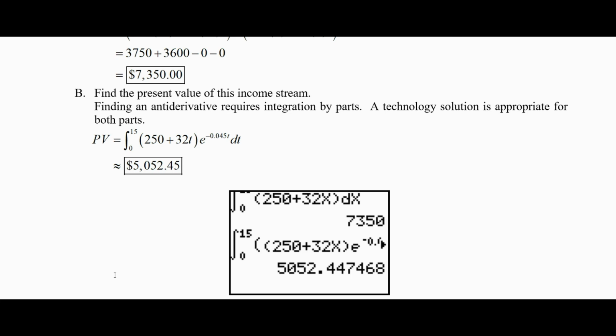So it's actually going to pay $7,350 out gradually over time, a little bit less at first, a little bit more later on. But if you were to take $5,052.45 today and invest it and cash it in at the end of 15 years, that would be the same thing as taking the money as it comes in and investing it and then cashing it in after 15 years. Okay?